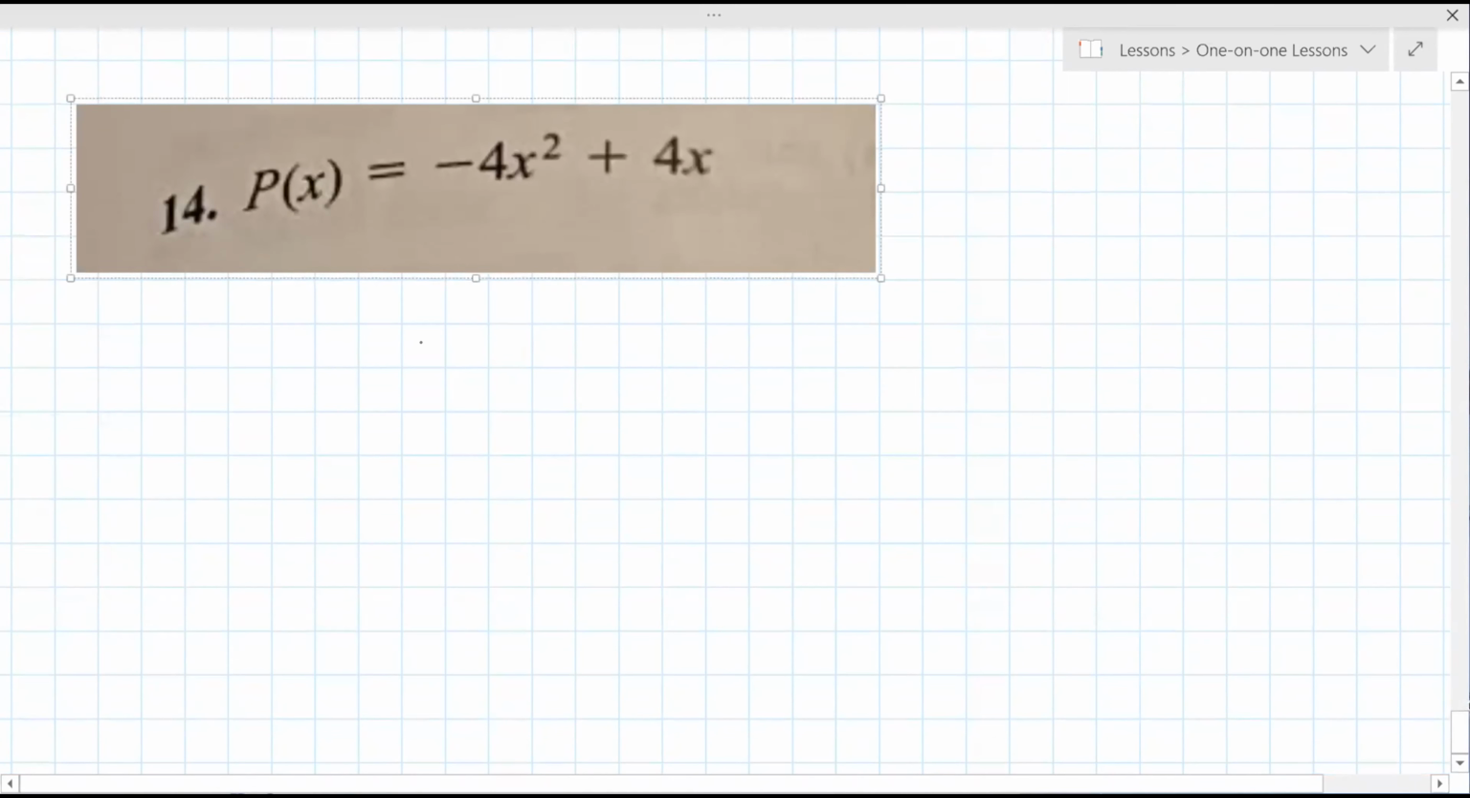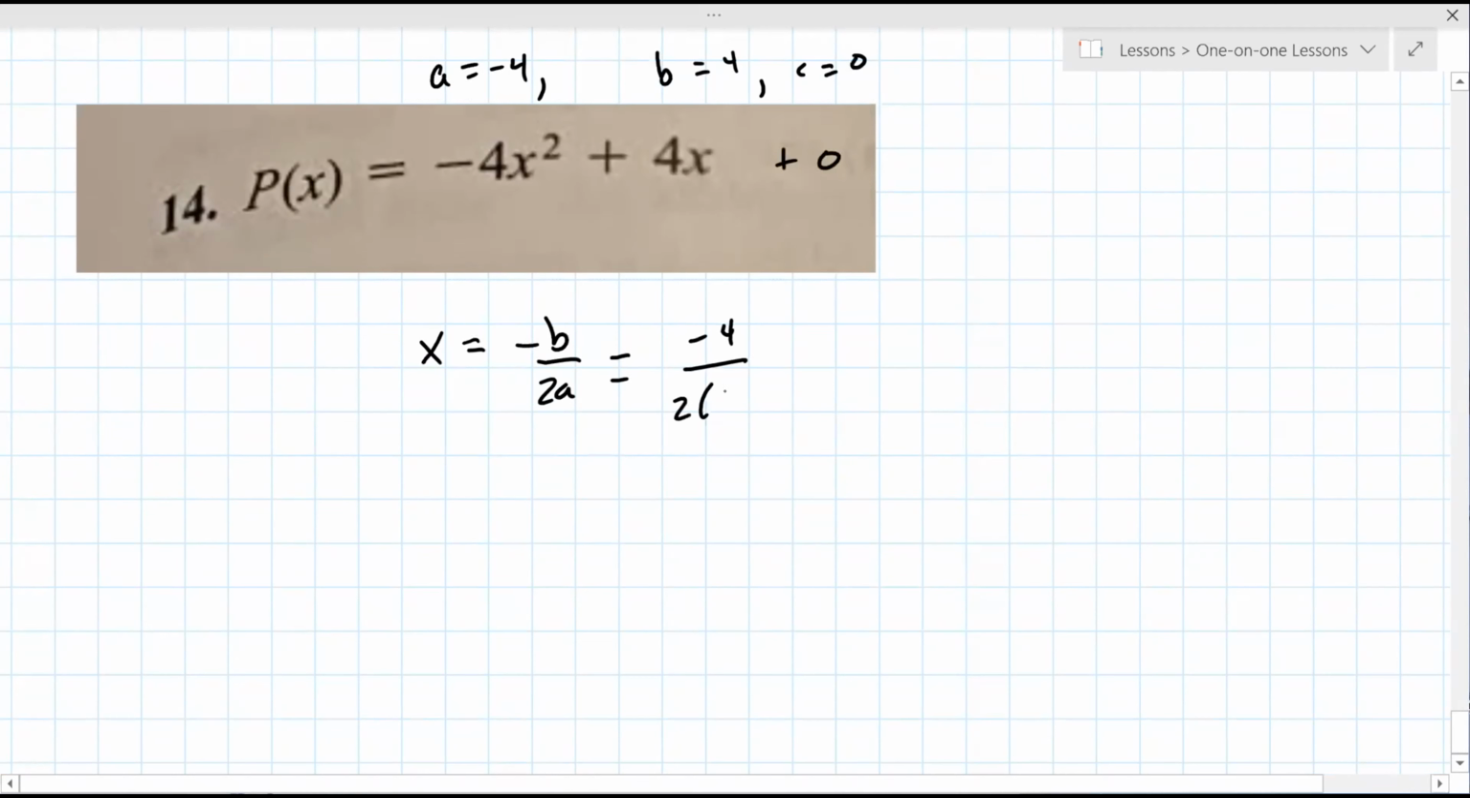You want to find the vertex, minus b over 2a. This time, though, a is -4, b is 4, c is 0, but you don't care about that. So it's -4 over 2 times -4, and that gives you -4 over -8, which reduces to positive 1/2. That's okay. You can certainly have a fraction for your vertex. It's totally okay.